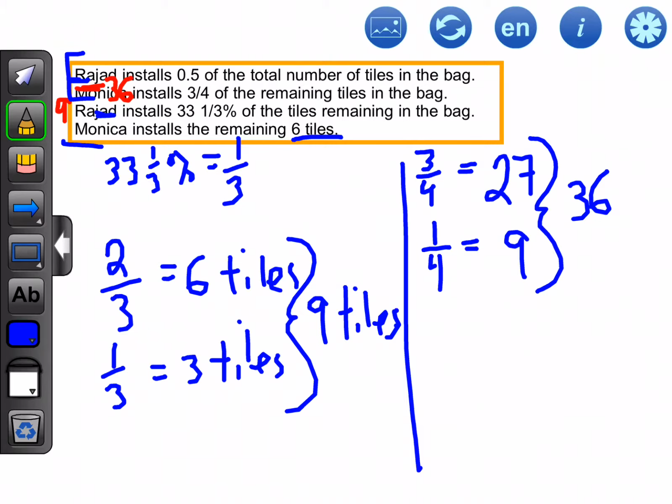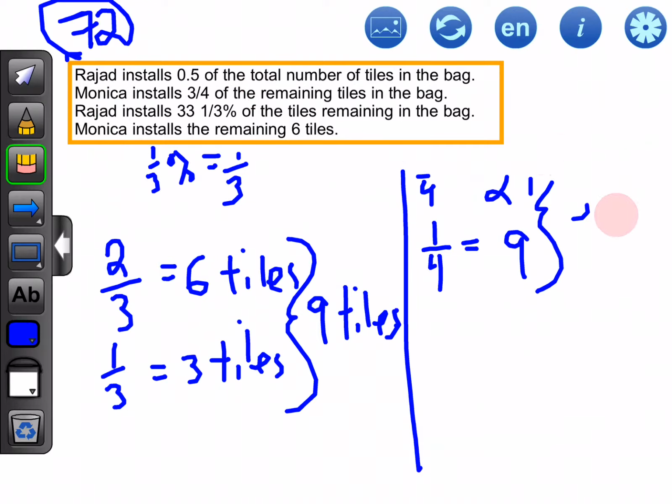Now let's take a look at the clue above, right here. Rajad installed 0.5, which is 50% or half. He installed half, and the other half was left in the bag, and that other half was the 36 that Monica had at the second clue. So he must have installed 36, and 36 plus 36 is 72. So we think we've worked backwards from the last clue up to the first clue, and we think our answer is 72.